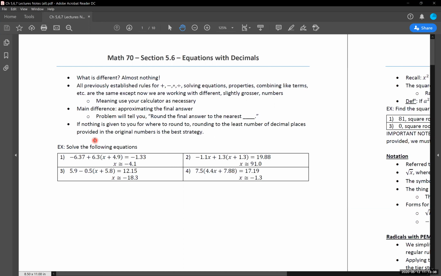In some instances, and this would primarily be in classes beyond this one, if nothing is given to you for where to round to, then rounding to the least number of decimal places provided in the original numbers is the best strategy. So you're going to look at your original numbers and say, okay, what's the smallest number of decimal places that any of them have? And that is what you are going to round your final answer to. I don't plan on having you guys do anything like this on the test. I plan on telling you guys round your answer to 2 decimal places or round your answer to the tenths or the hundredths, something in that regard.